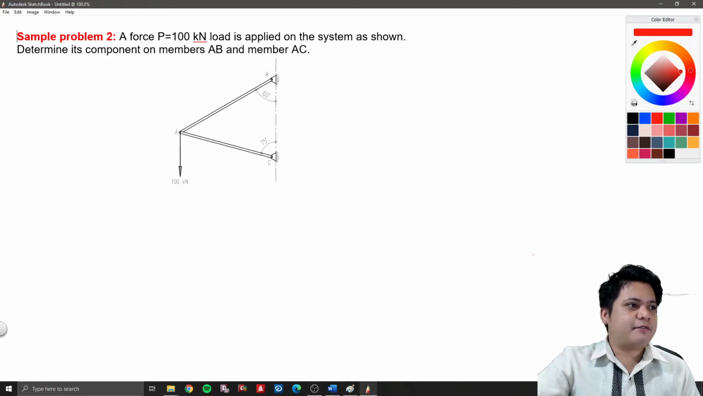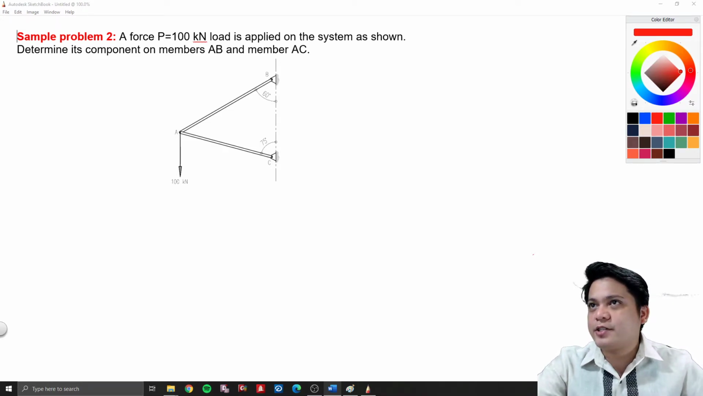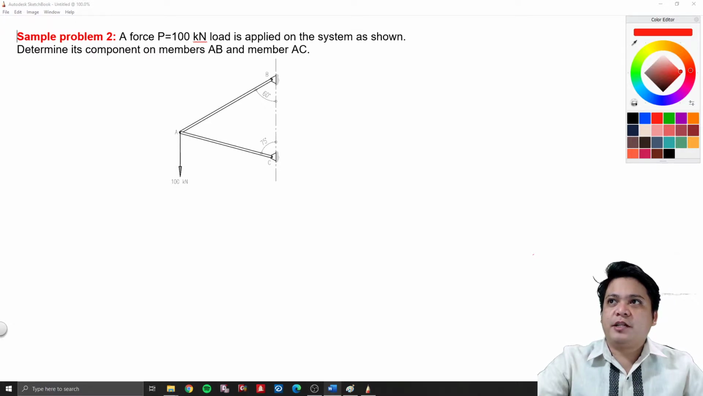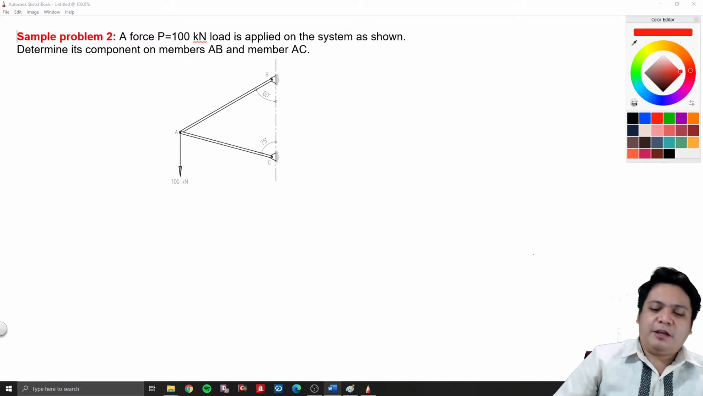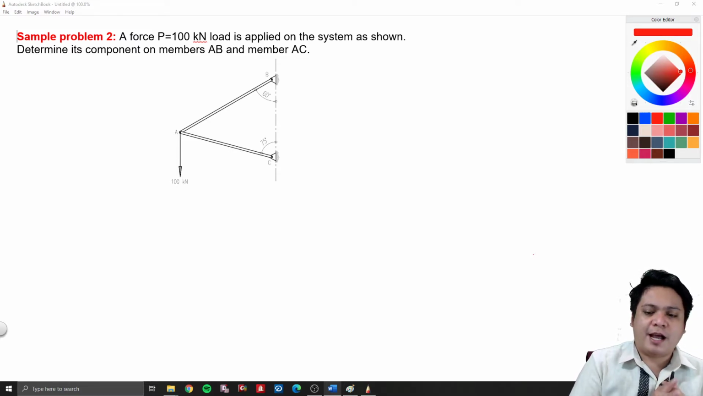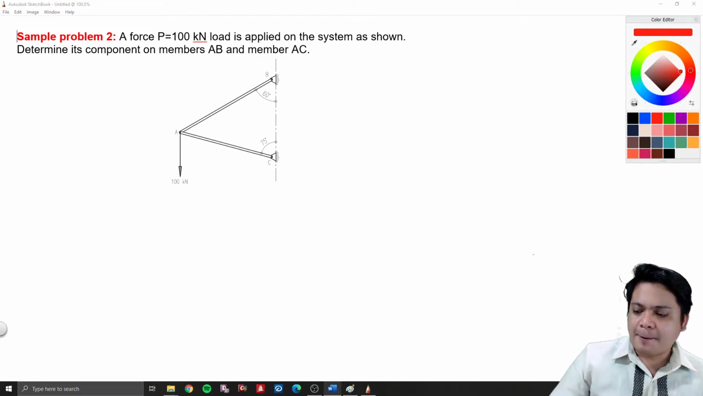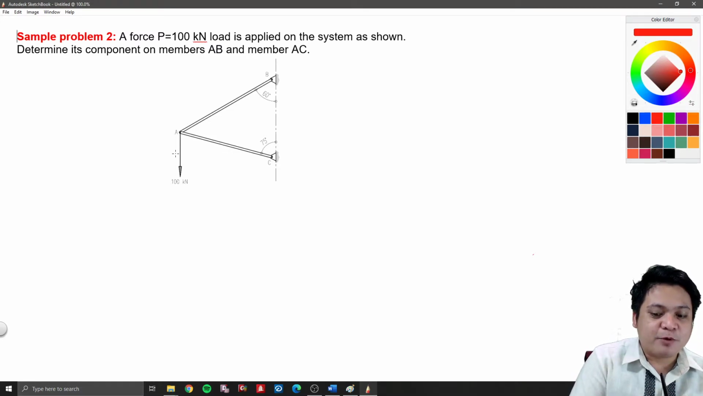Alright, so let's have problem number 2. A force P, 100 kilonewton, is applied on the system as shown. Determine its components on AB and AC. When it comes to components, if we are being asked for them, we need to decompose this force into two.